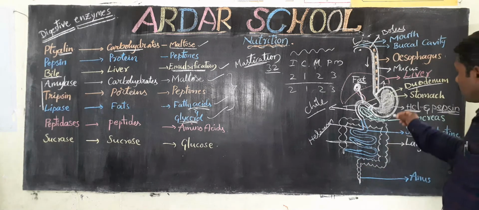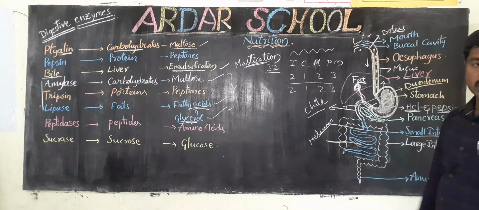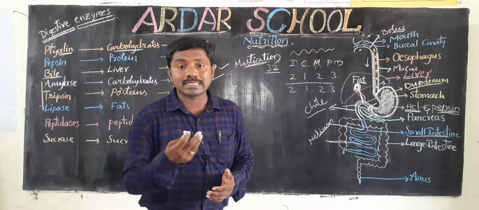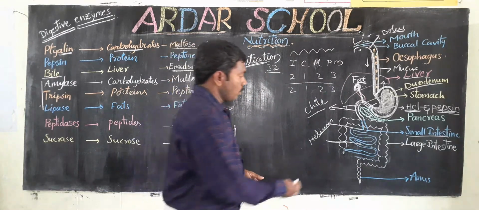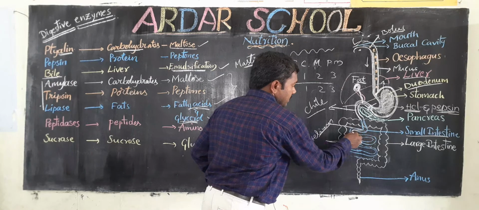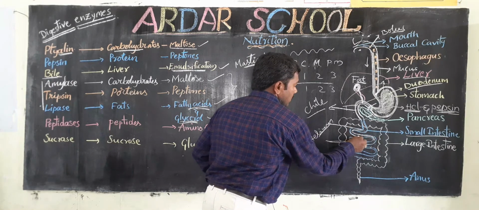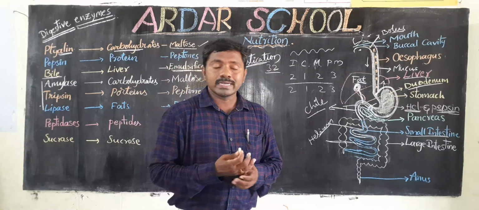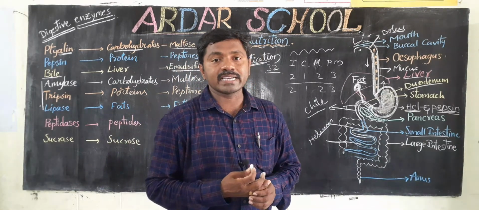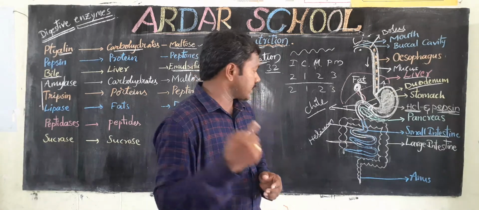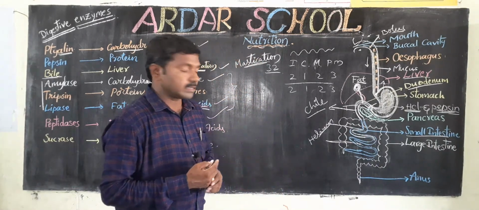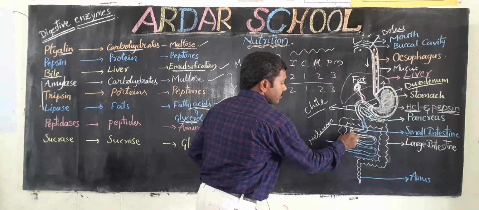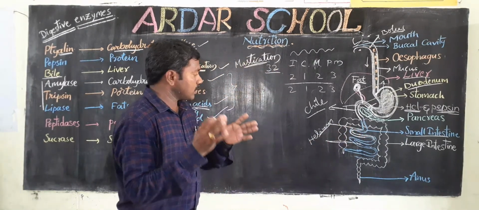Okay, if you observe the small intestine, the inner walls of the small intestine also release some juices or enzymes. That is called the succus entericus. What is that? Very important. So succus entericus is released by the inner walls of the small intestine.